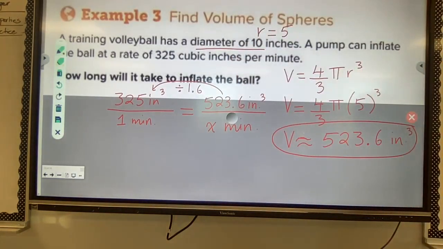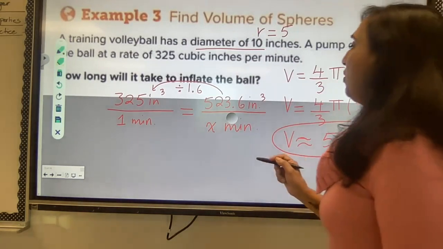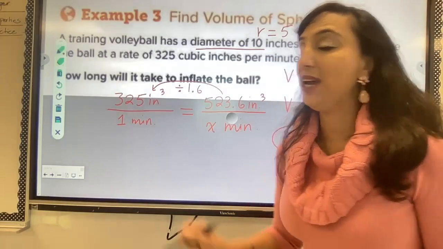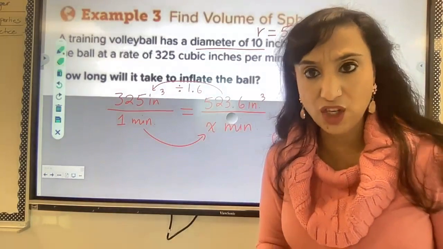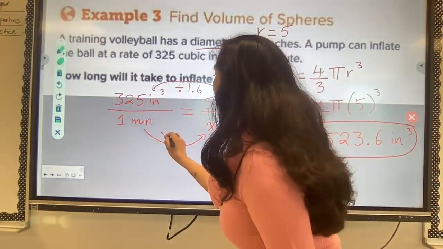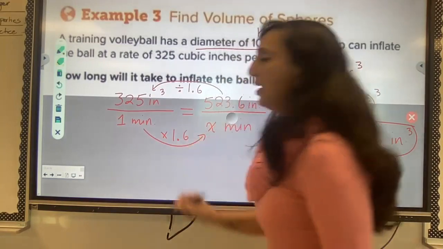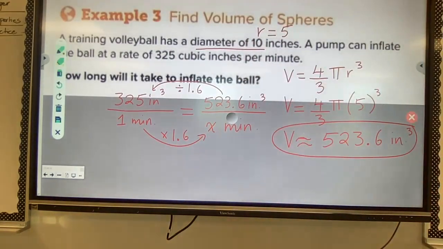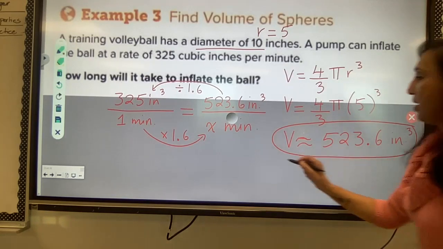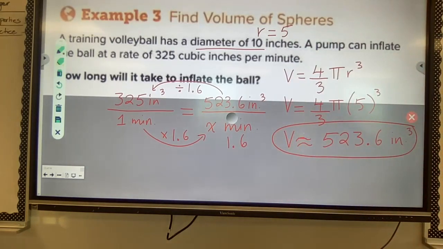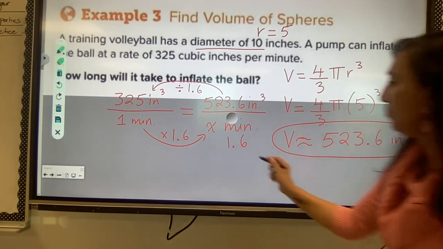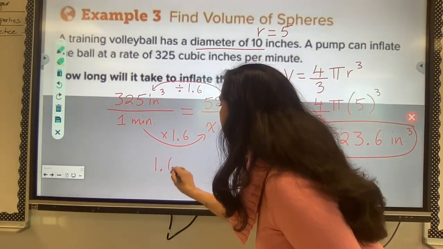Okay, so whatever I do to the numerator, I normally do to the denominator. But if I am taking this arrow backwards, what is the inverse of division? It is multiplication. So that means I am going to do times 1 and 6/10. Okay, and so when I do times 1 and 6/10, I am going to multiply that, and so I am going to get 1 and 6/10 over here as my answer. Okay, so it takes about 1 and 6/10 minutes.